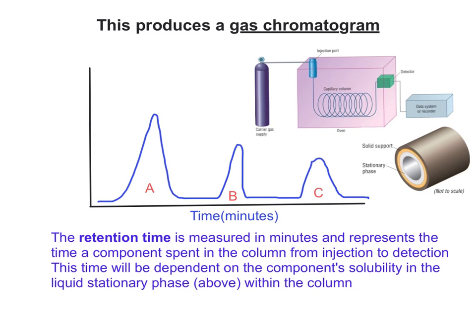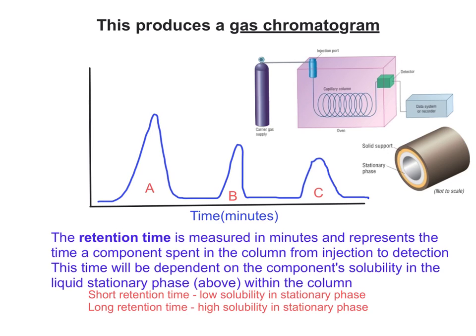And this in itself will be dependent on the component's solubility in the liquid stationary phase that's shown in that diagram above within the column. So a short retention time will be low solubility in the stationary phase and a tendency to move through the column quickly along with the carrier gas. A long retention time will mean there's high solubility of that component in the stationary phase, and it'll tend to take longer to move through.